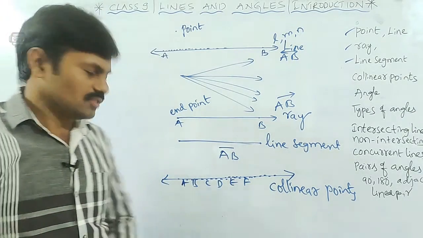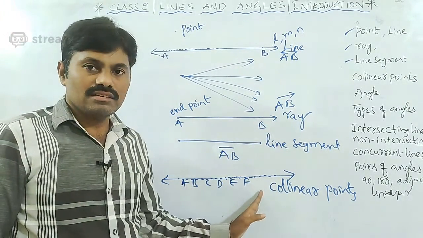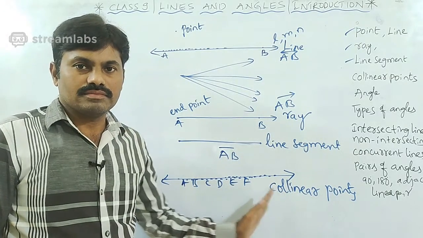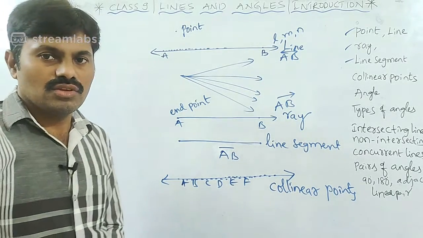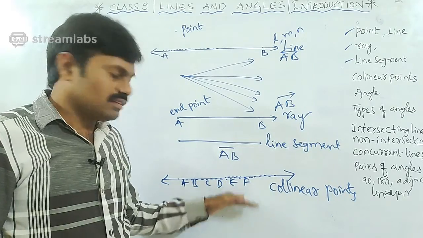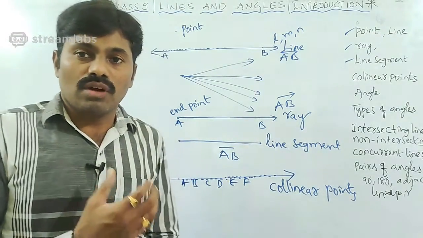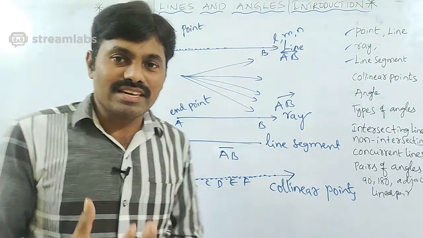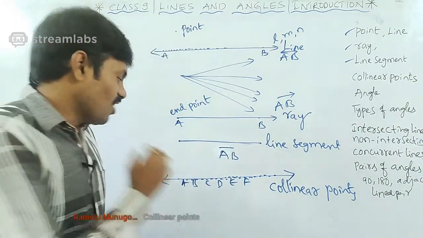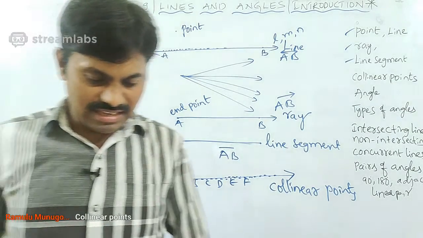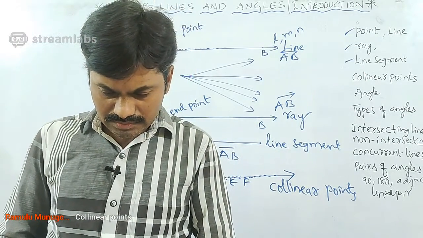Clear? So these all points lie on the same line. So we call these collinear points. What is the meaning of collinear points, my dear students? They just have to lie on the same line. Then we can say that these are collinear points.